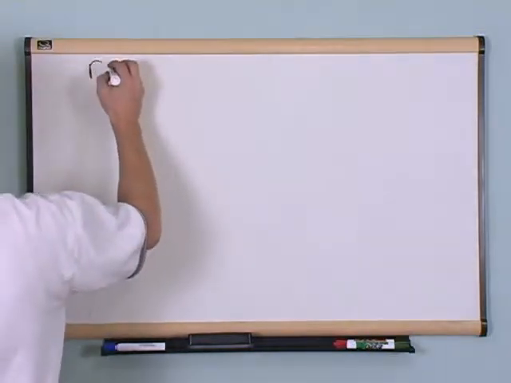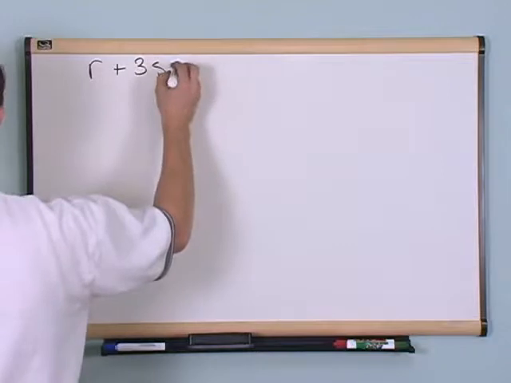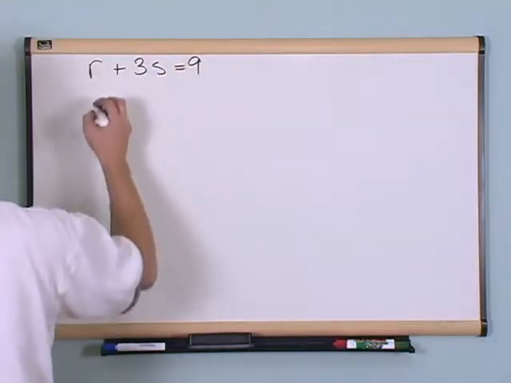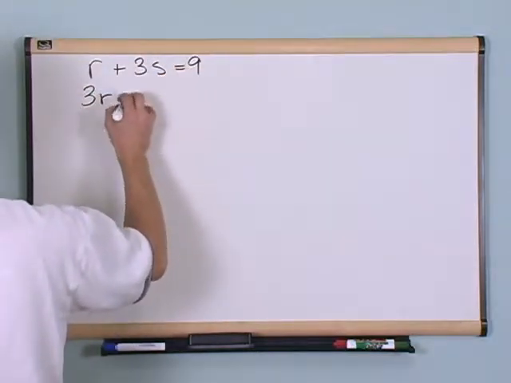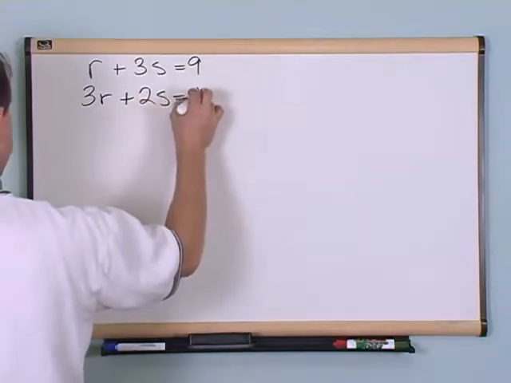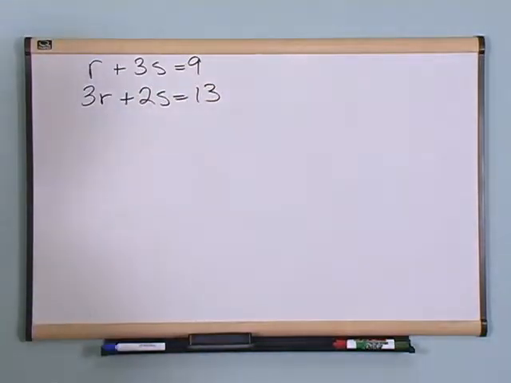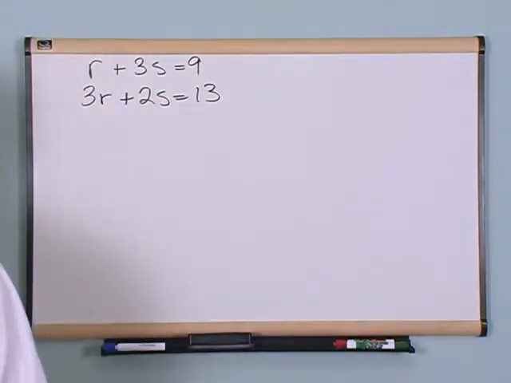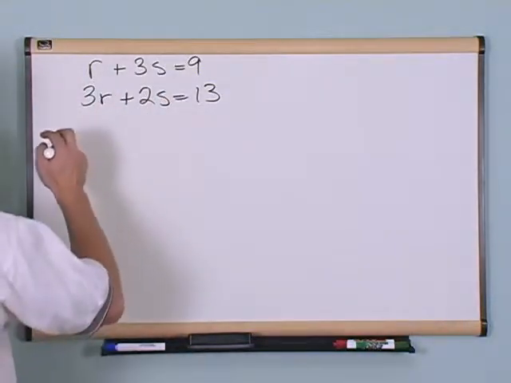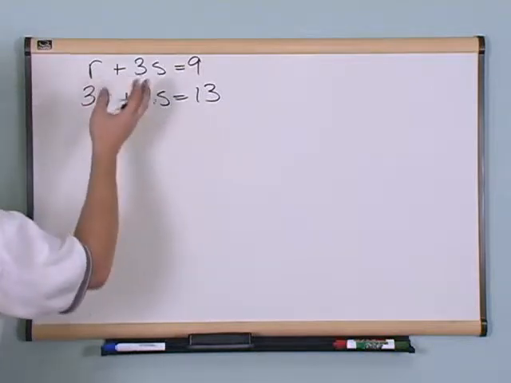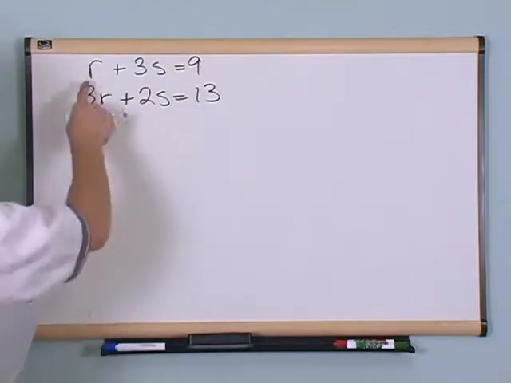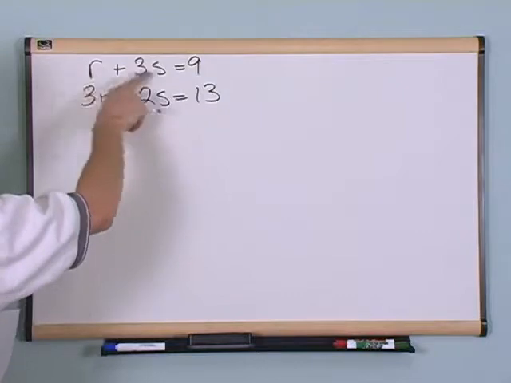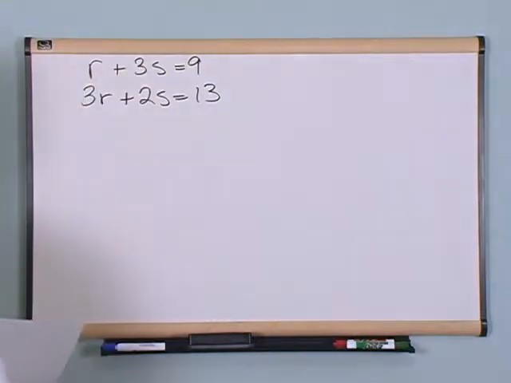Let's say I have r plus 3s equals 9, and 3r plus 2s is equal to 13. Now, I could have used x and y, or a and b, or c and d. In this case, I just used r and s to show you that these letters don't really mean anything. Notice I don't have either one of these equations really solved for anything. I need to have something solved for one of these variables to actually use it.